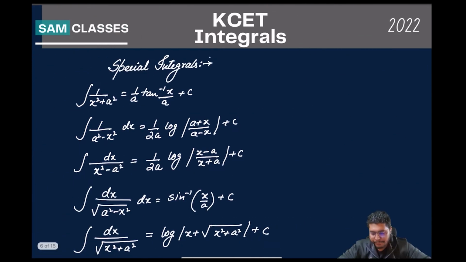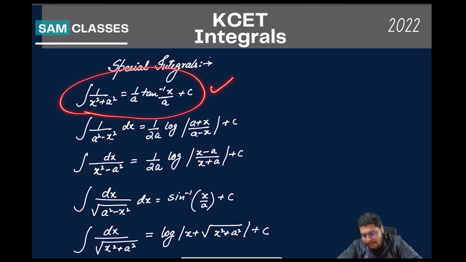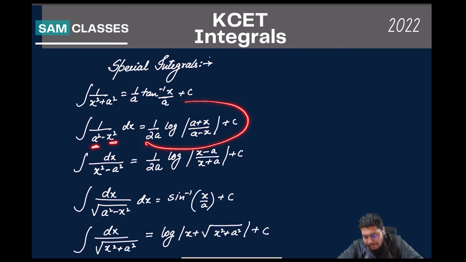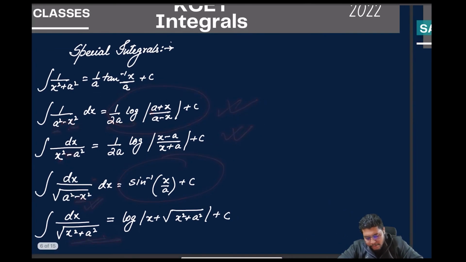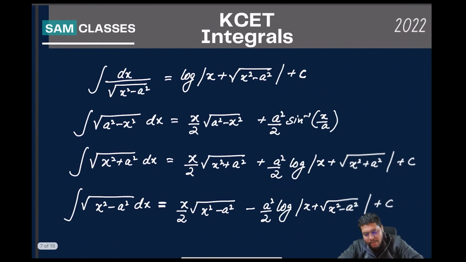Okay. Now, special integrals, very, very important, students. What are the special integrals? First, we already know this one, in the inverse part we read. Now, whenever we have a square minus x square, same thing, 1 by 2a. See, whenever we have a negative somewhere, either with x or a, log will come. You can keep that in mind. And whenever inside the root the coefficient of x square is negative, sine inverse will come. If positive in both cases, then log will come.